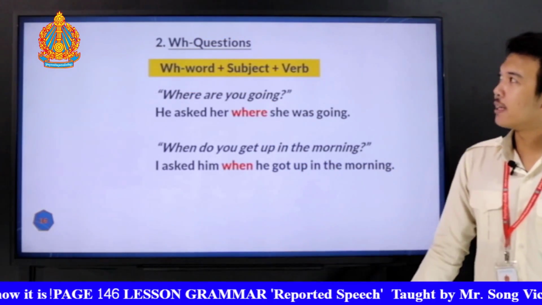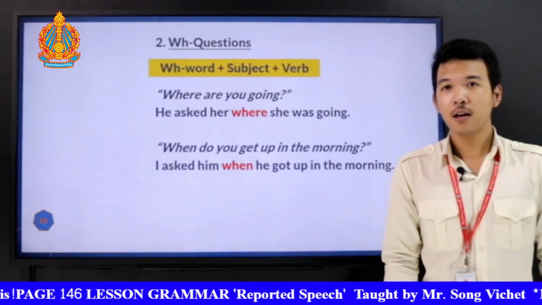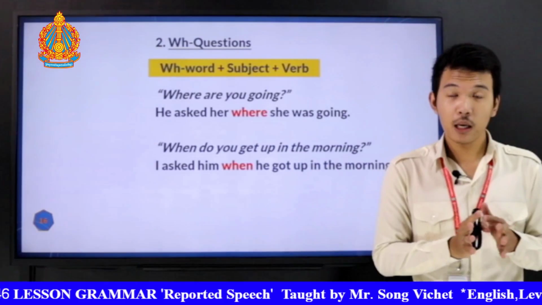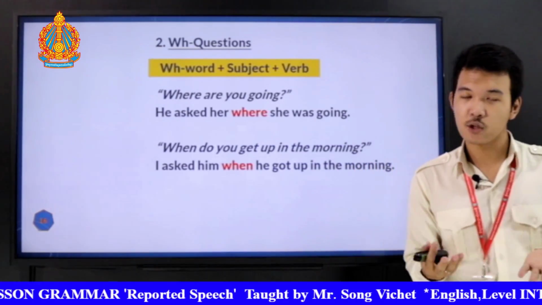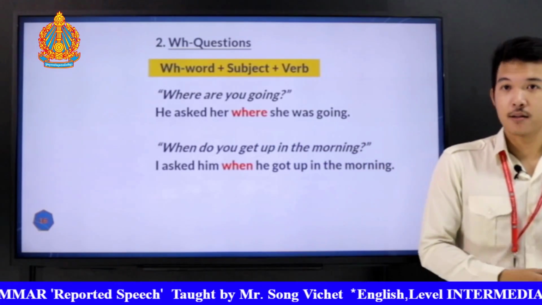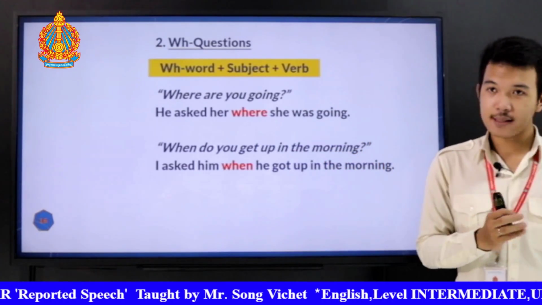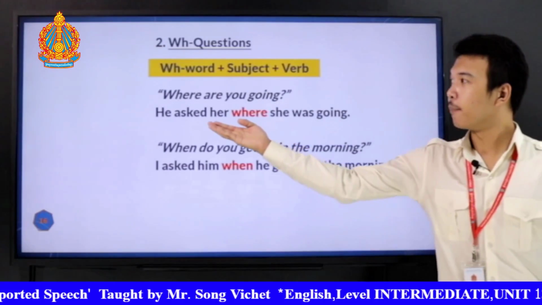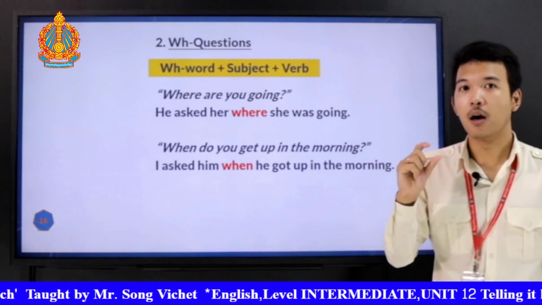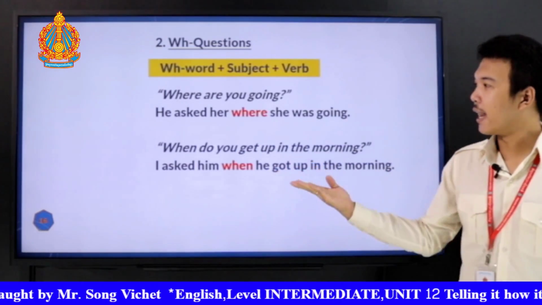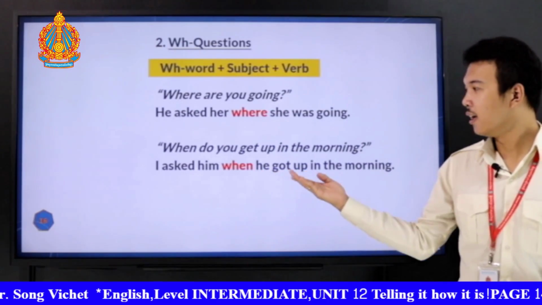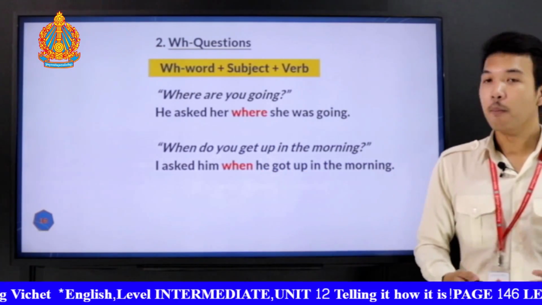The next one is about WH questions. The same thing, for a WH question, you need to use the WH word at the beginning, and then plus subject plus verb. Example, "Where are you going?" And then "He asked where she was going." So "where she was going" is the reported speech of the question. And then, "When do you get up in the morning?" "I asked him when he got up in the mornings."